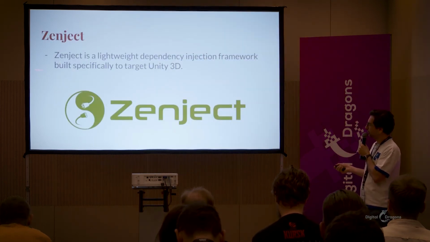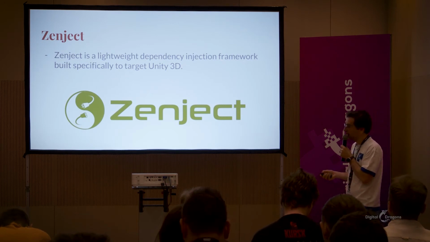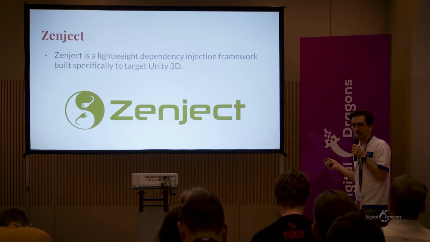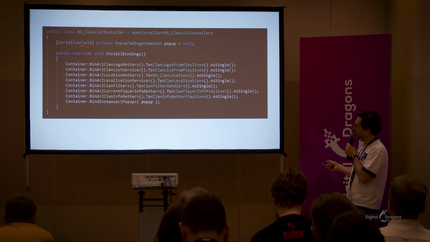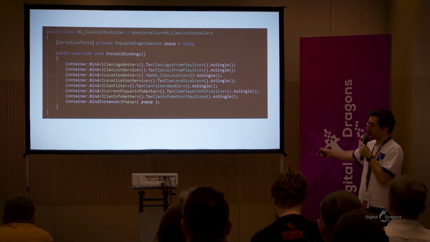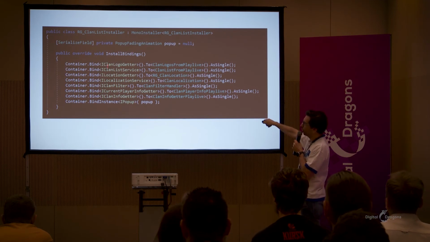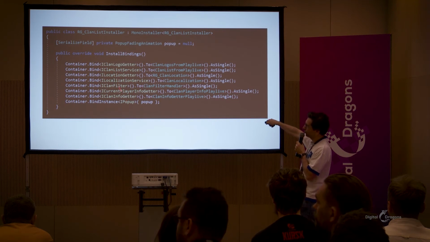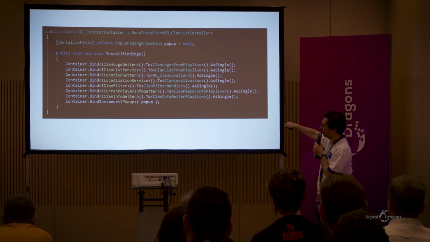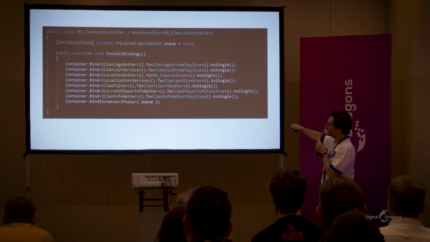The next is Inject. Inject is a lightweight dependency injection framework built specifically to target Unity 3D. Indeed, this framework is the one that we are currently using in our company, and because it uses inversion of control, in one class we can have all the classes that are going to be used inside our game, the classes that implement these interfaces. And in this file, we can easily replace what the game will use when using these interfaces.